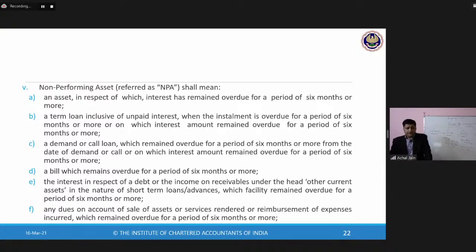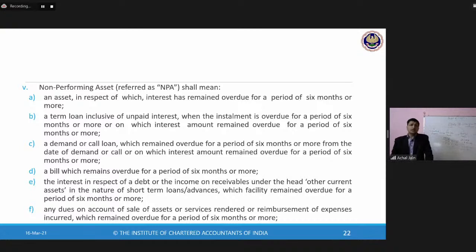An asset in respect of which interest has remained overdue for a period of 6 months or more. A term loan. Now specifically for term loan, what's the criteria? If a term loan has been given, inclusive of unpaid interest, when the installment is overdue for a period of 6 months or more, on which interest amount remained overdue for a period of 6 months or more. So for a term loan, it may happen that the interest has been paid, but the installment is overdue. So it is saying that the installment is also overdue, means the principal is also overdue, wherein interest is also overdue.